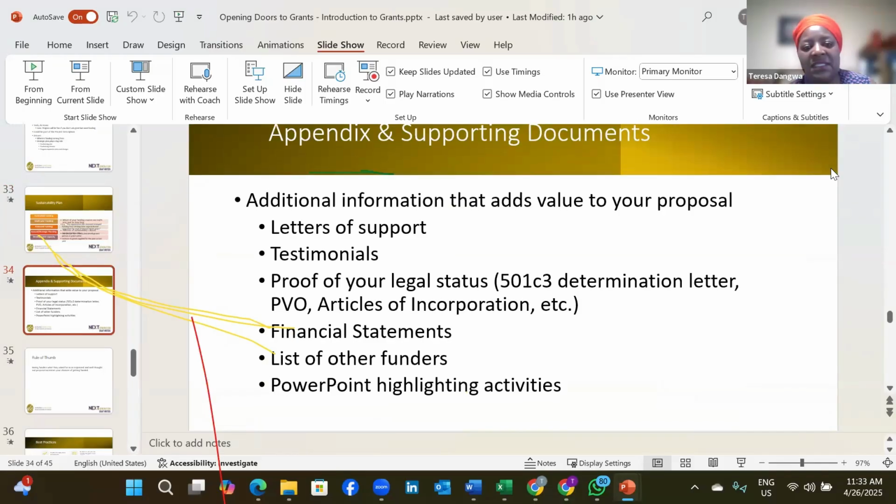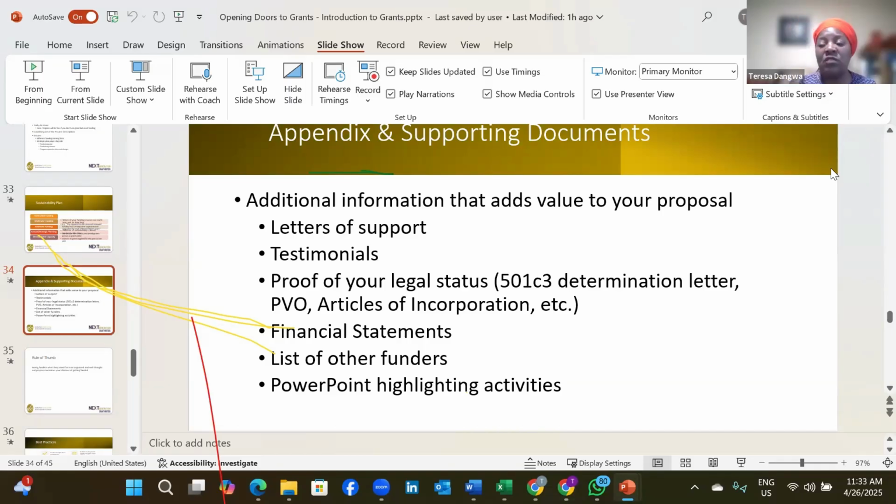So in your appendices and supporting documents, include additional information that adds value to your proposal. Don't just add things just to add things, but add things that will add value. Letters of support. Maybe these letters are coming from the community that you're going to serve. Maybe these letters are coming from individuals that you are collaborating with, that you are partnering with, who are providing a specific service that you don't provide, but you know that your clients are going to need. So you've come to an agreement of this is what is going to happen.